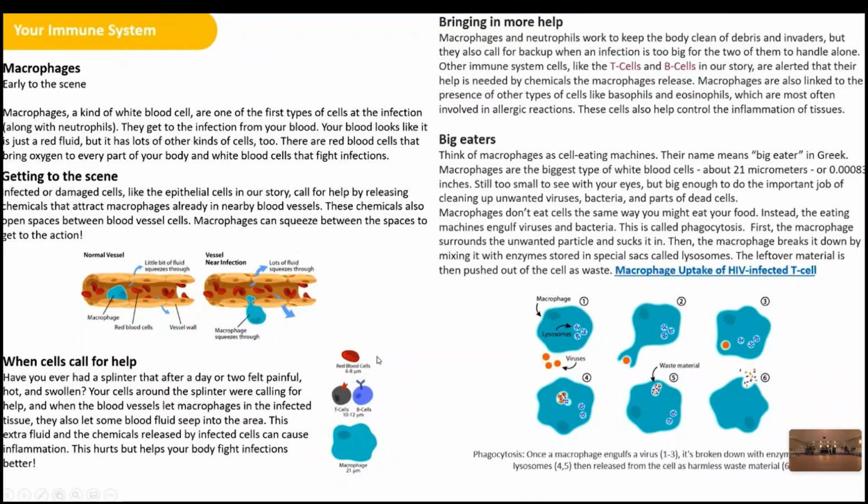Macrophages. So we're getting into the nitty-gritty about the guys on the inside. Macrophages are early to this scene. They're a white blood cell. They're one of the first types of cells at the site of infection.